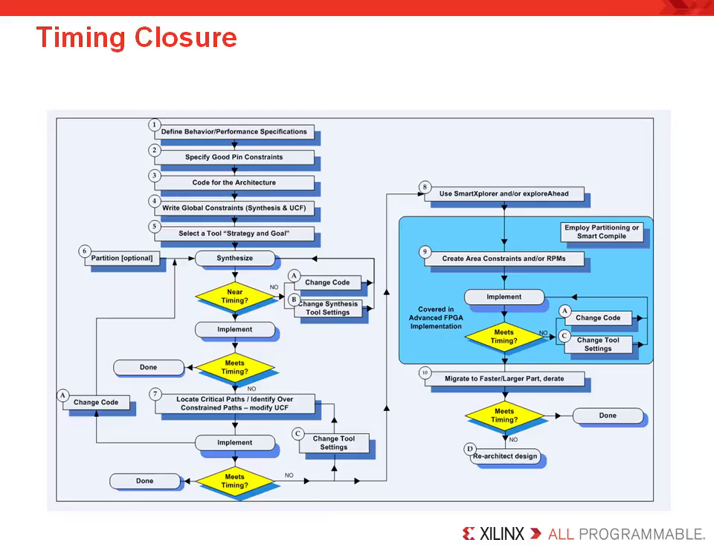Now we're around number 9. And make a path-specific constraint. Evaluate the placement of your logic by changing your tool settings, or make a design change, such as replicating a piece of logic to reduce a net delay.